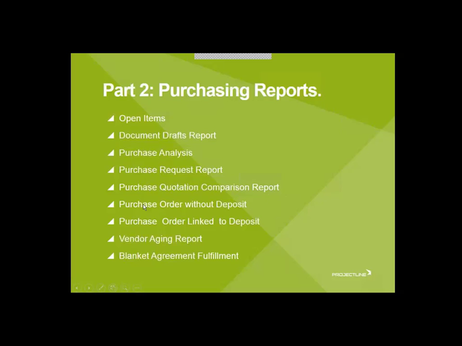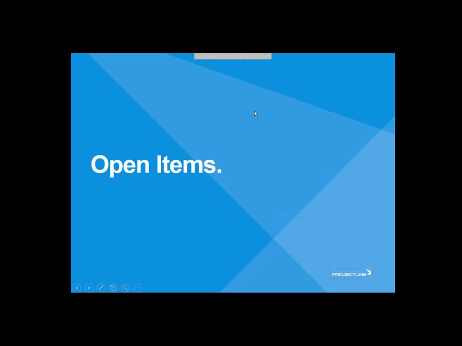We're also going to look at some other reports, purchase orders without deposits and purchase orders linked to a deposit. And then we'll do a quick review of the vendor aging report, and then we'll finish off with the blanket agreement fulfillment report. Again, this one might be new to some of you. And finally, what we're going to end off on today is a bit of a concept on proactive reporting. So I'm going to show you what it means to be a proactive reporter and how to accomplish that. Okay, so the first thing we're going to talk about is the open items report.